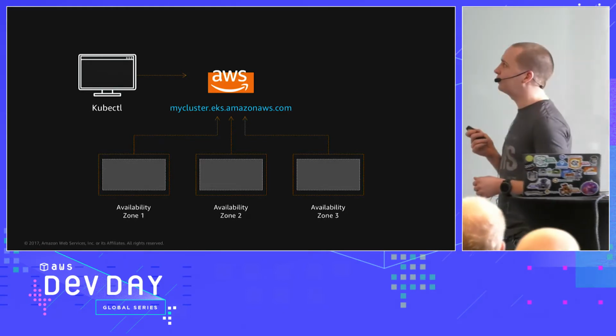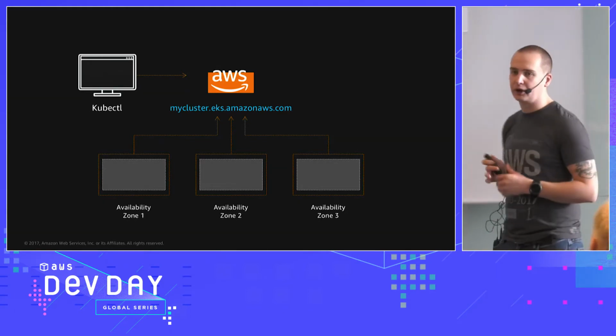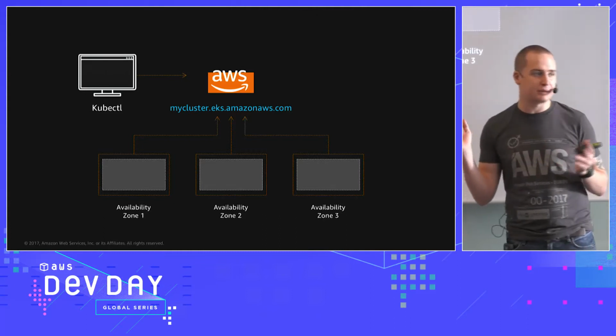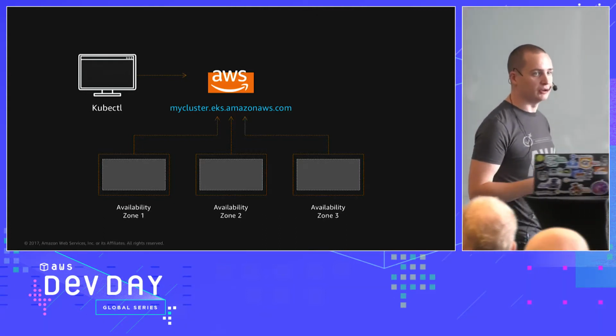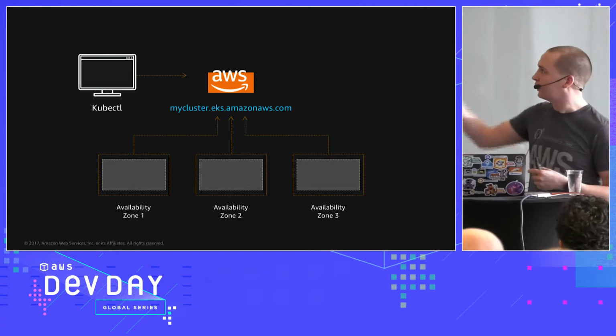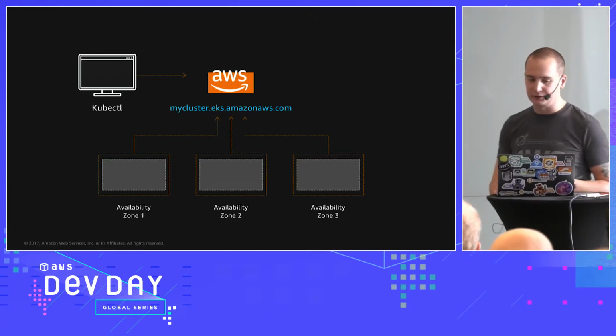We're going to expose, when you create a cluster, an API endpoint. This is like a standard HTTPS Kubernetes API that your workers and tooling and kubectl and stuff will connect into.